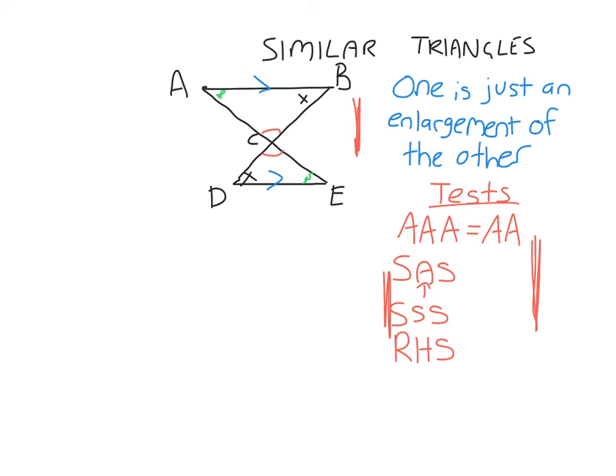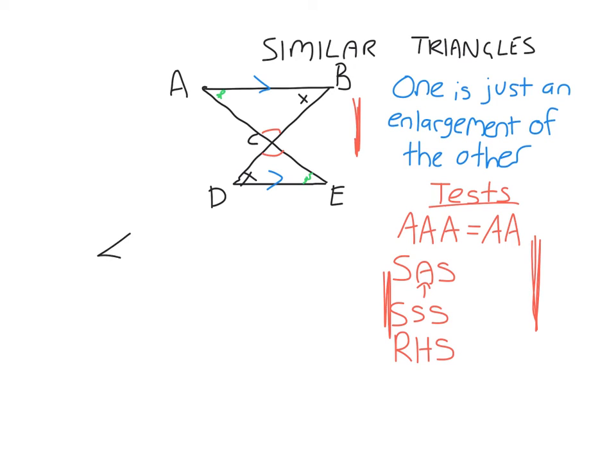So now that you know that AB and DE are parallel, let's go and prove that the two triangles in the picture are similar. When you're asked to prove that they're similar, you have to say these sides are in proportion and give a reason, or these angles are equal and give a reason, and that's what I'm going to do now.